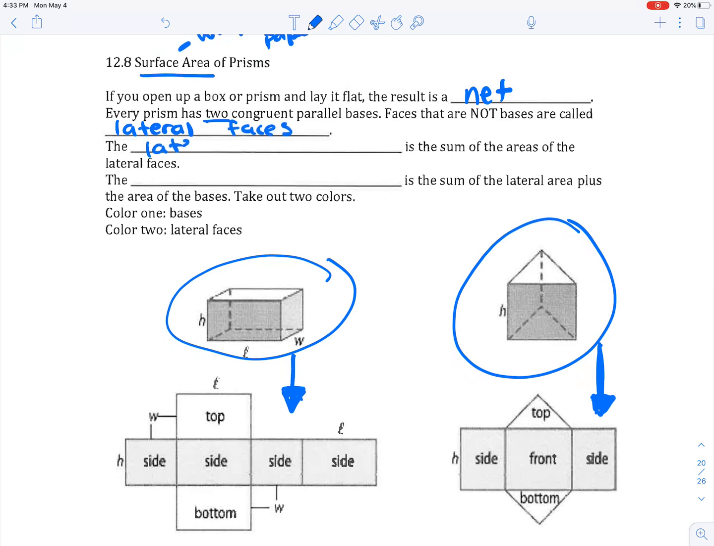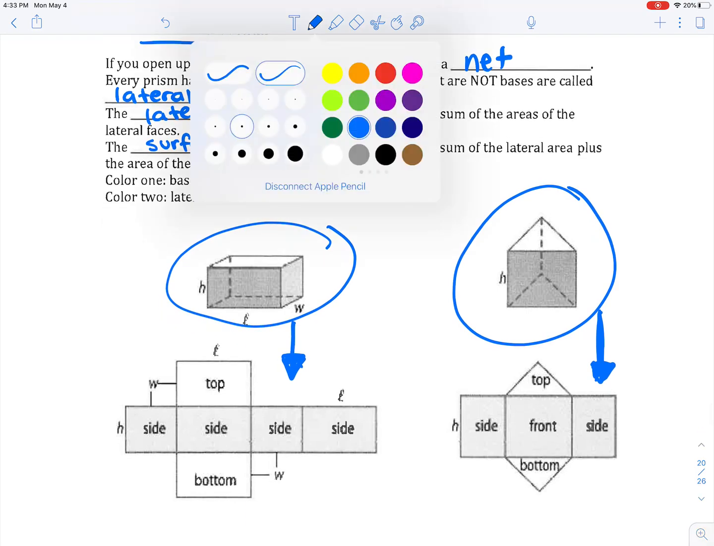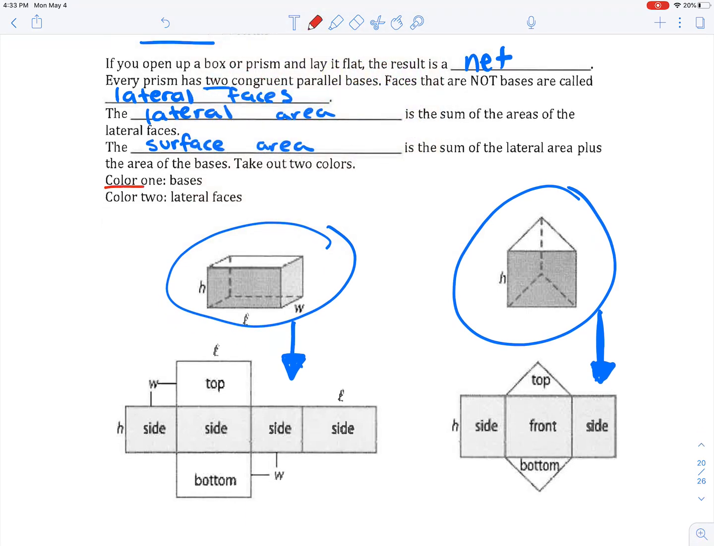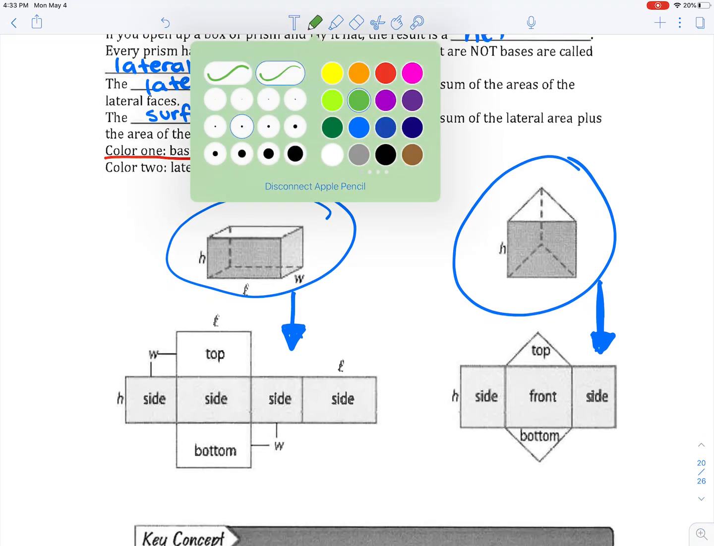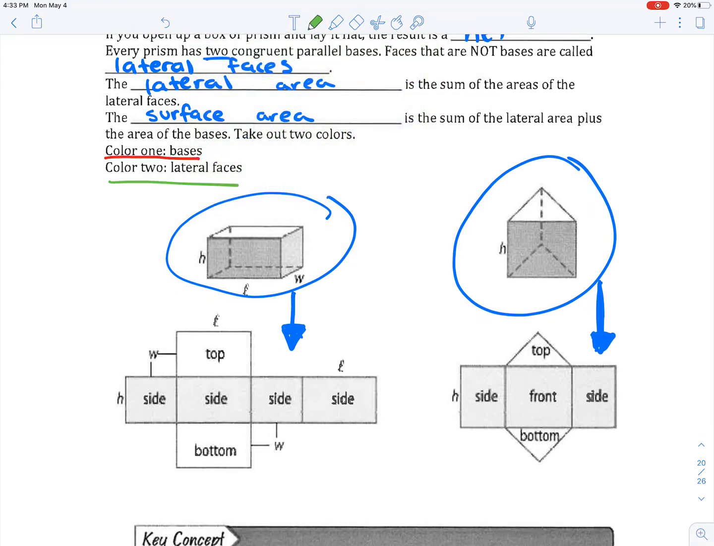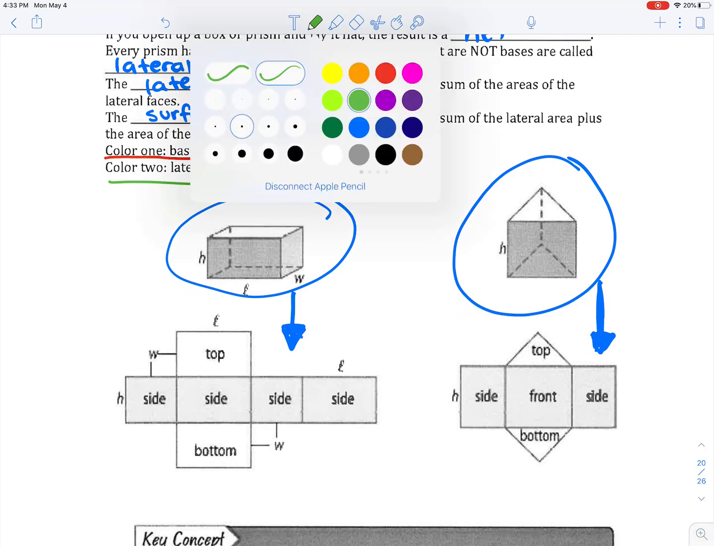The lateral area is the sum of the areas of all the lateral faces, whereas the surface area is the lateral area and the area of the bases. So grab two colors. We'll color the bases in red here and the lateral faces in green. So it's a little bit easier.